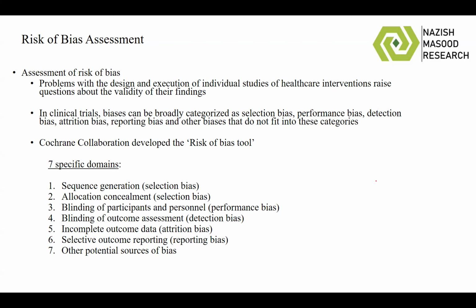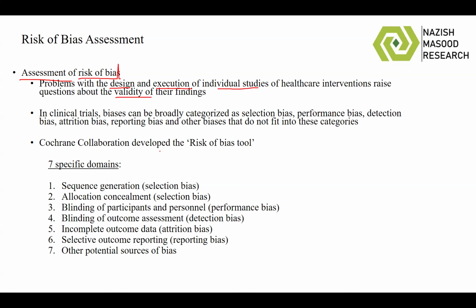So, in order to reduce the effect of risk of bias of individual studies on the overall systematic review and meta-analysis, we do an assessment of risk of bias. Now, like I said, there might be problems with the designing and in the execution of individual studies, and that can have an effect on the overall validity of those studies.